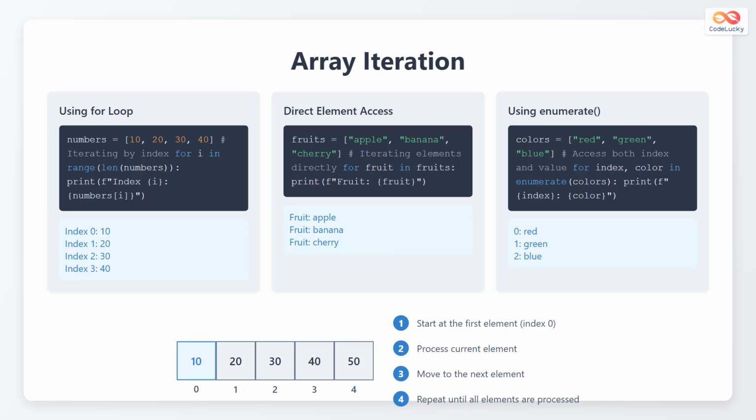The third is using the enumerate function, where you can access both the index and the value of each element at the same time. Array iteration typically follows a series of steps. First, start at the first element, which is index 0, then process the current element, then move to the next element, and then repeat until all elements have been processed.